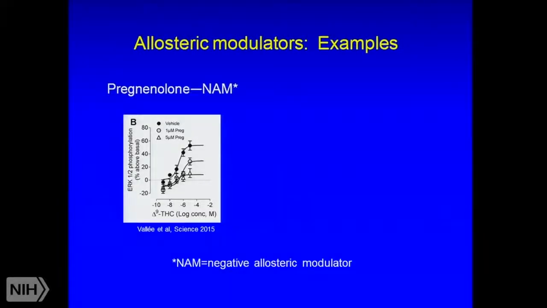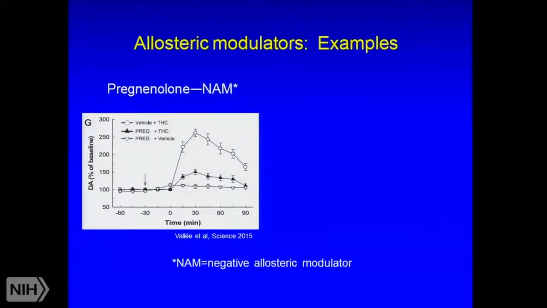In the last few years, a number of interesting allosteric modulators have been examined for cannabinoid receptors. One that's particularly interesting is pregnenolone, which acts as a negative allosteric modulator, and that's shown here for signaling through the CB1 receptor. Increasing concentrations of THC stimulate MAP kinase or ERK1/2 phosphorylation, and you can see increasing concentrations of pregnenolone decrease that signaling in a non-competitive fashion. So this is classic for an allosteric modulator.